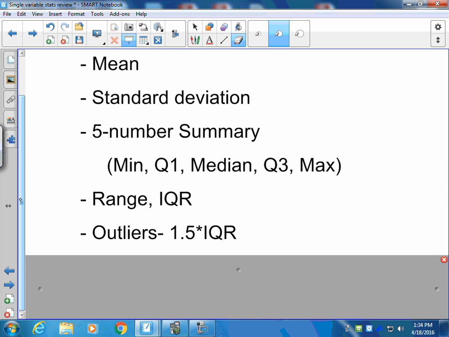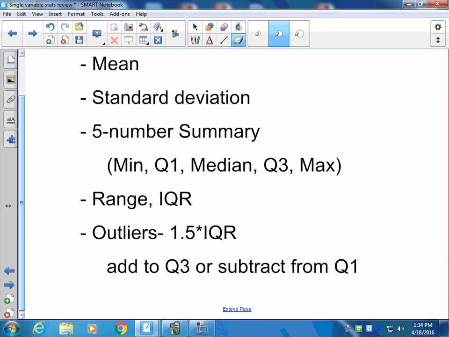And then you might also have to do the outlier calculation. When we're looking at outliers, we've got 1.5 times the interquartile range. Once we find that distance, you can either add it to Q3 or subtract it from Q1. This is what we call our fence value. Everything beyond those values on the low end or high end is an outlier. But if something falls on that value, it is not an outlier. It is on the fence.